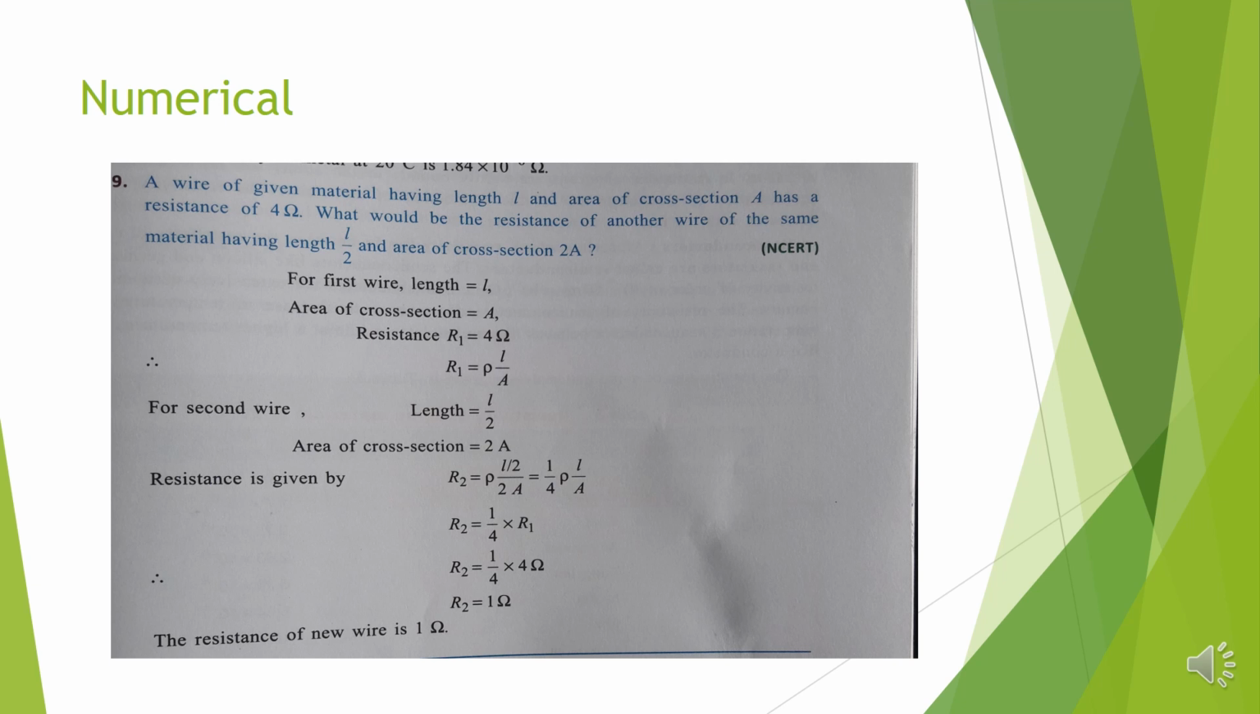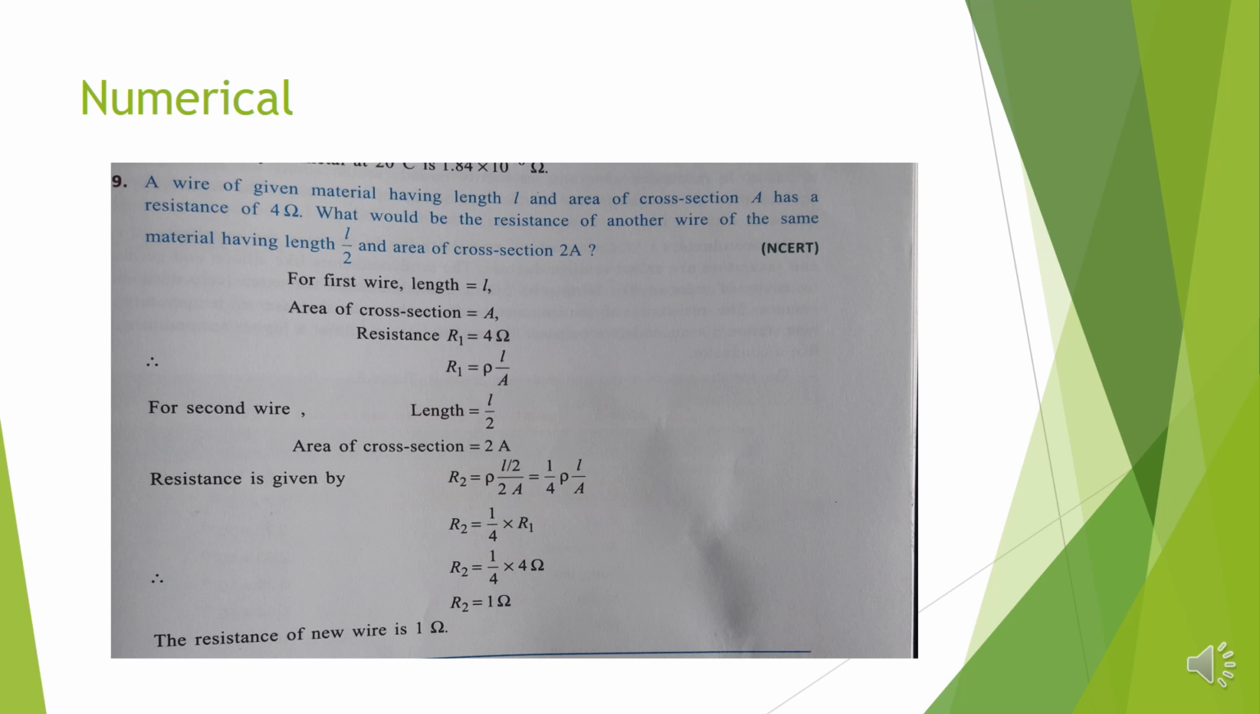Next numerical. A wire of given material having length L and area of cross section A has a resistance of 4 ohm. What would be the resistance of another wire of the same material having length L by 2, area of cross section 2A? I think now you should be confident to do this sum. It's just like the previous one.